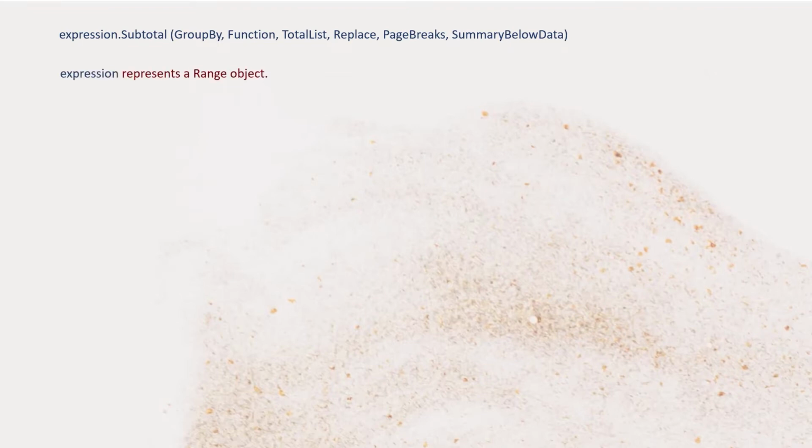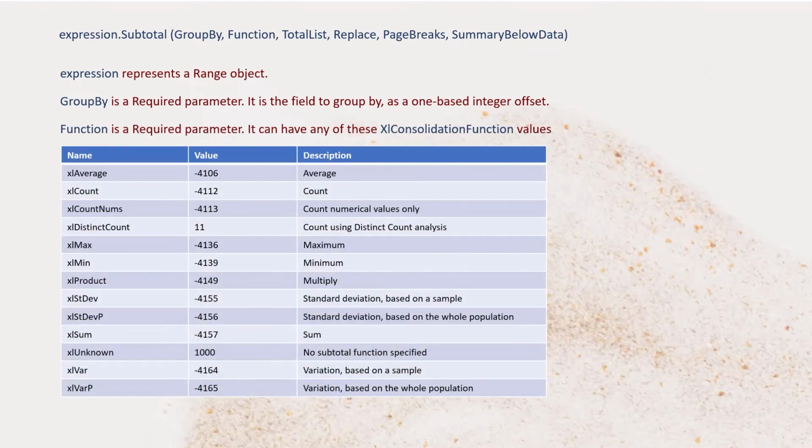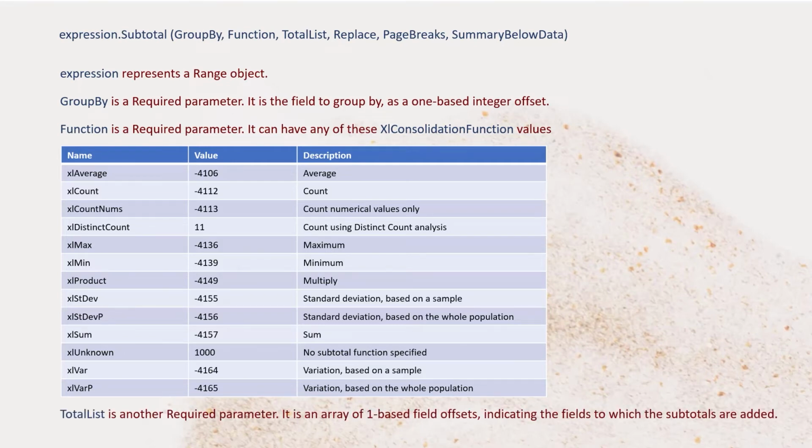Expression is a variable that represents a range object. Group by is a required parameter. It is the field to group by as a 1-based integer offset. Function is also a required parameter. It can have any of these Excel consolidation function values. These are the same values which we saw in the function dropdown: sum, average, max, etc. TotalList is another required parameter. It is an array of 1-based field offsets indicating the fields to which the subtotals are added.